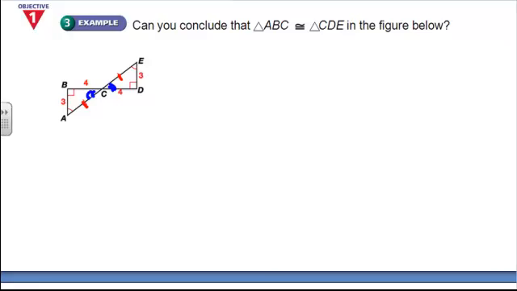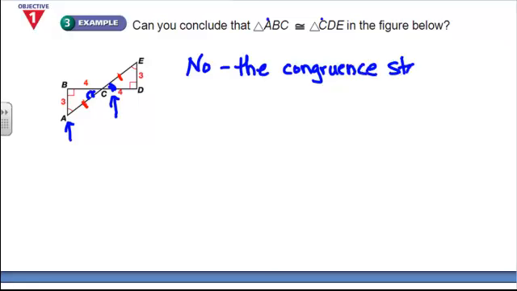So according to this, this tells you angle A and angle C are exactly the same. And if I look at angle A, it has 1 arc mark. And if I look at angle C, it has 2 arc marks. So, no. The congruent statement is wrong. It should be.